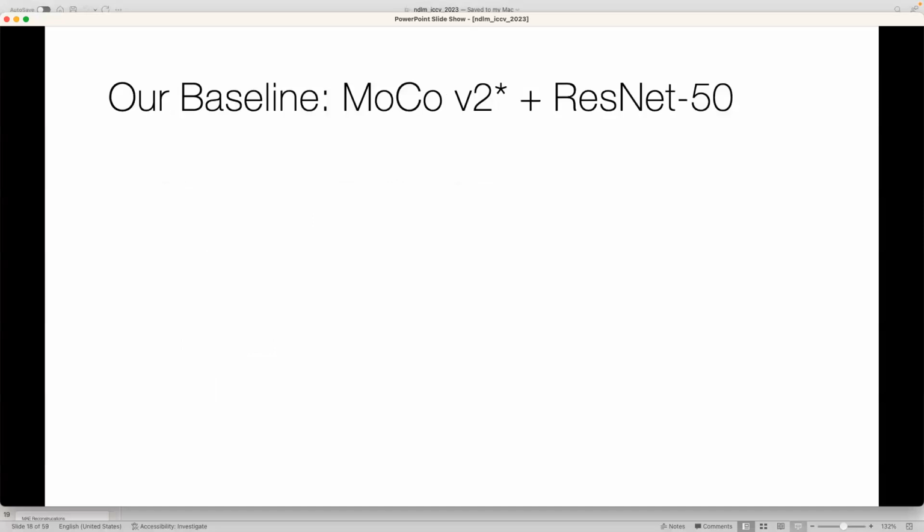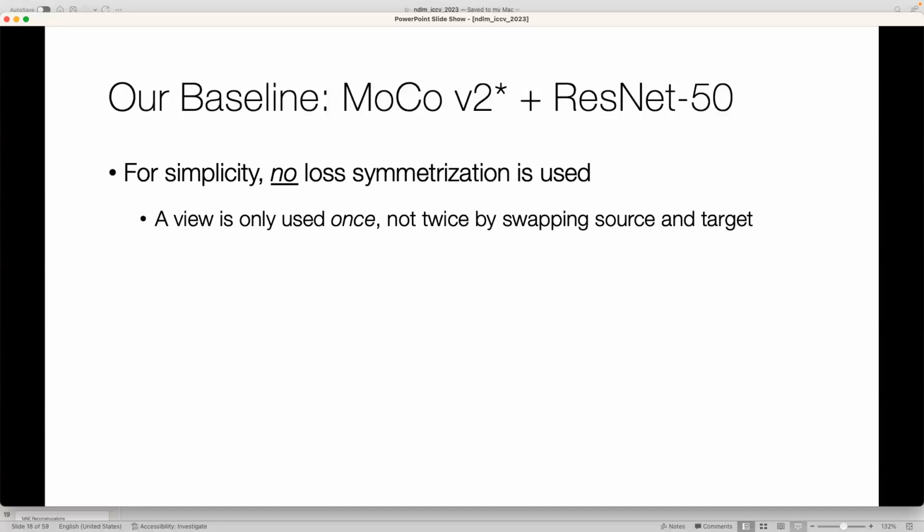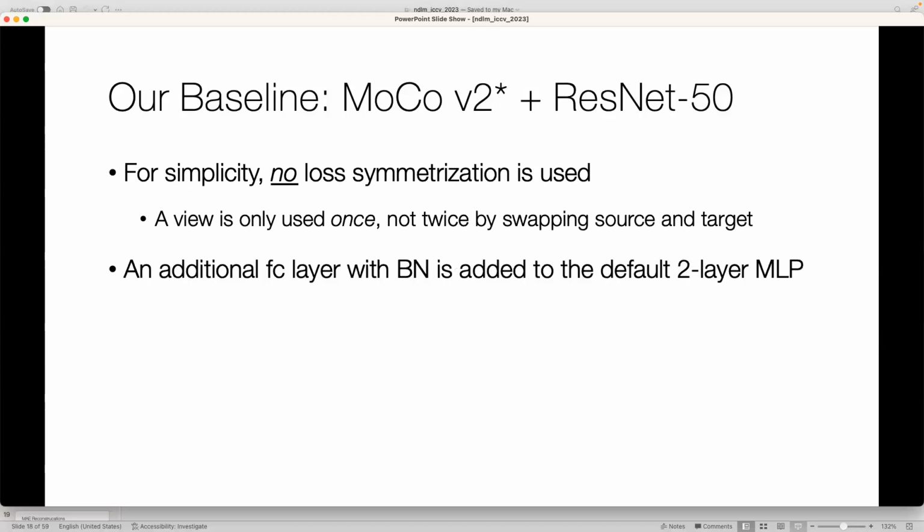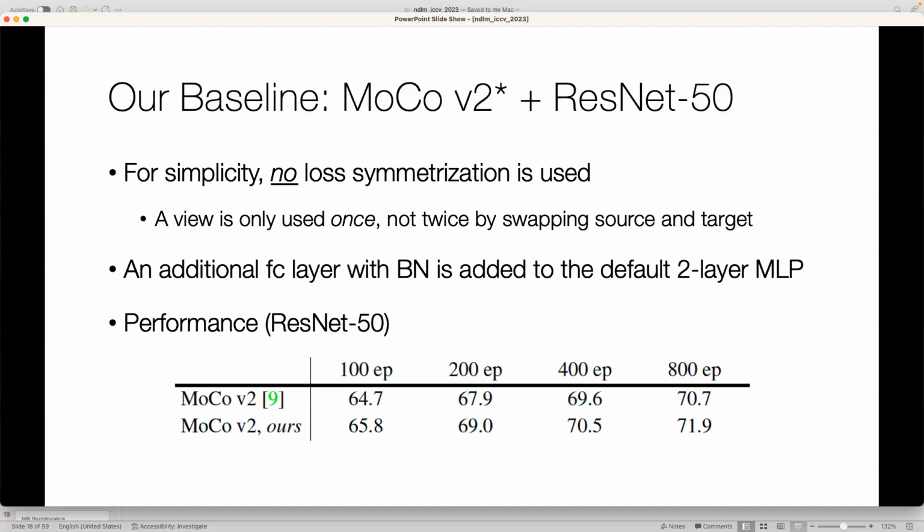The baseline we used is MoCo V2. It's a contrastive method with some constants. For simplicity, we didn't use any loss symmetrization. And our baseline already outperforms MoCo V2 by itself by adding a batch normalization layer.